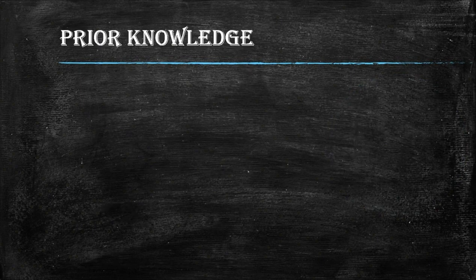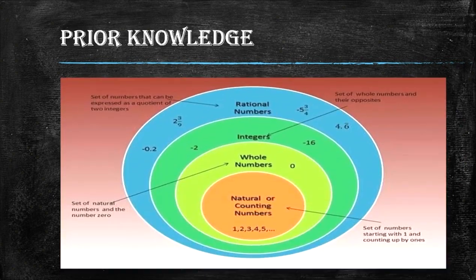Prior knowledge. Before moving on to rational numbers, let's see the concept of natural number, whole number, integers. So what is the difference between these numbers? Natural number, it starts from 1 and goes till infinity. What about whole numbers? See the word whole. The whole resembles just like O, 0. So it starts from 0 and moves till infinity.